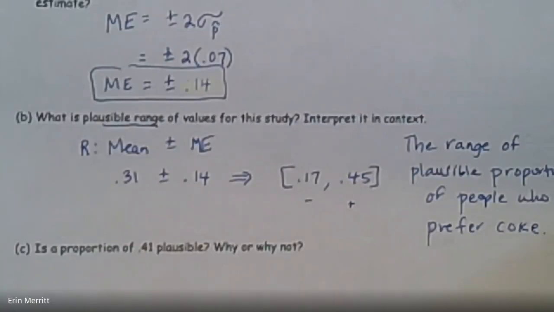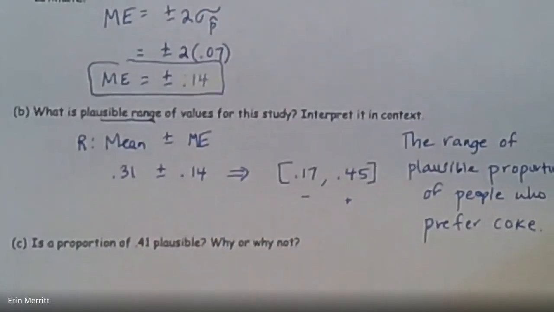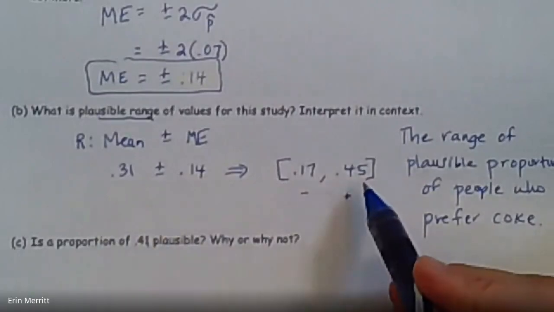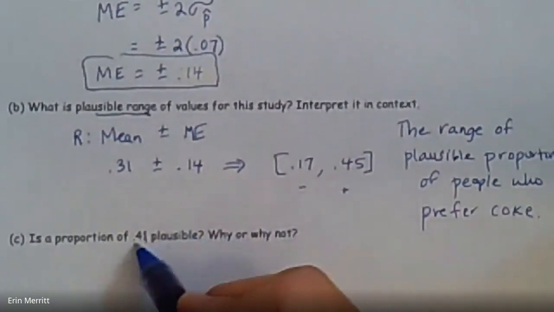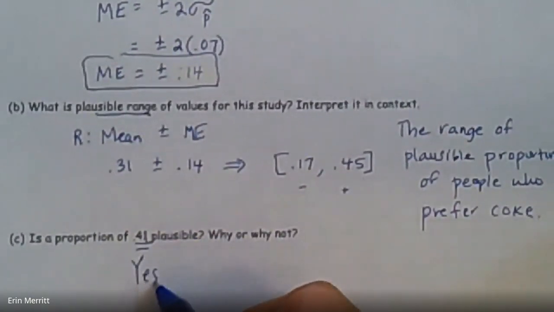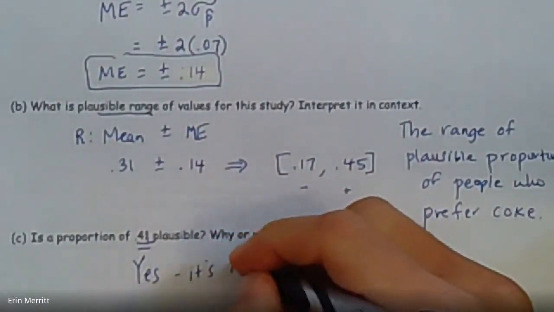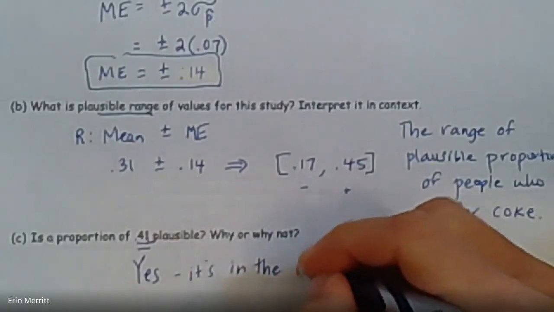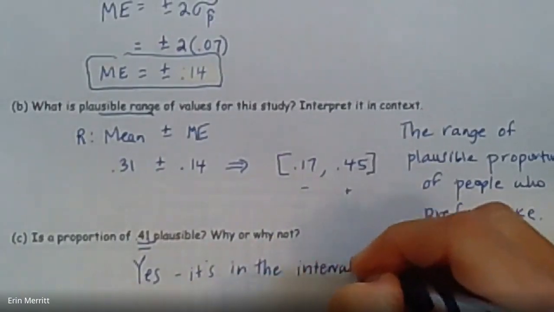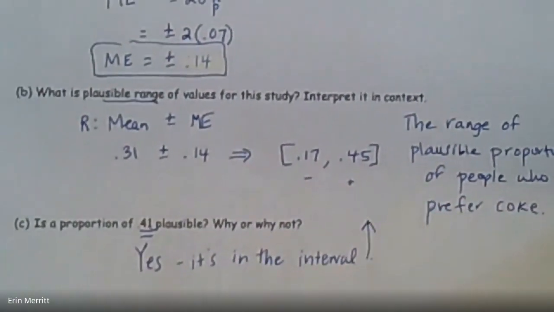Last part, is a proportion of 0.41 plausible? So all you need to ask yourself is, is it in the range? The answer is yes, it is. Therefore, yes, it's plausible. All right. It's in the interval. You got it. Okay.